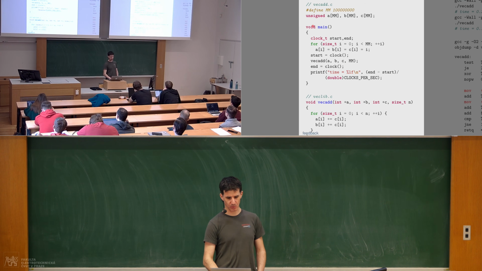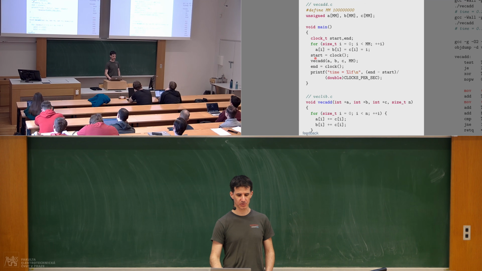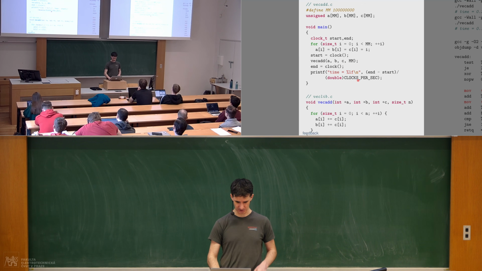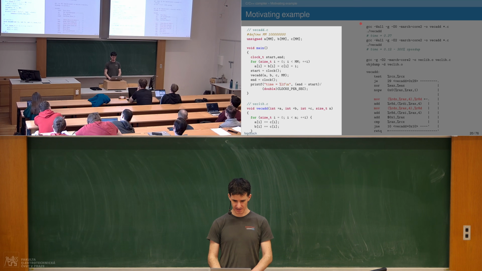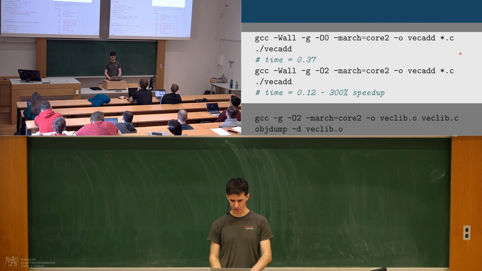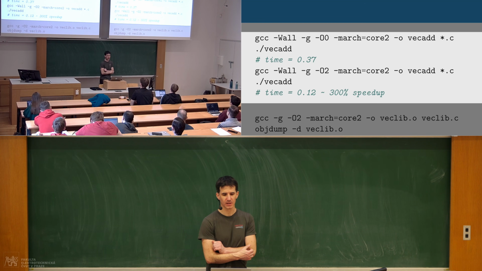And in this program, we use the clock function to measure how long it takes to execute this single function, and then we just print it. So just to give you an idea how the compiler can optimize the code.